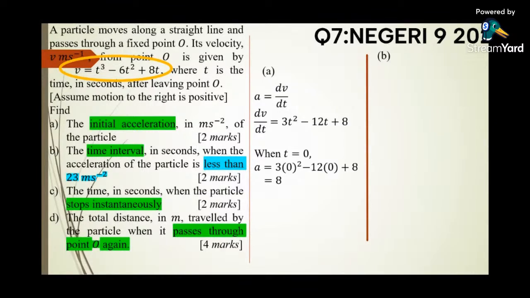So, that is why kita differentiate acceleration tu. So, that's why dapat 3t square minus 12t plus 8. Kita substitute with 0, dapat 8. So, beza soalan ni apa?